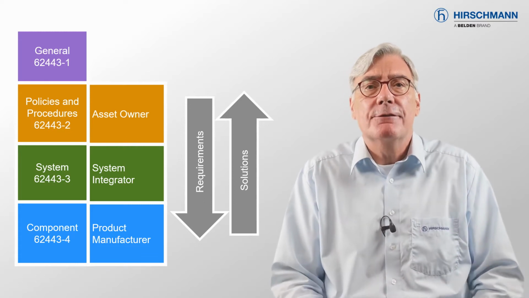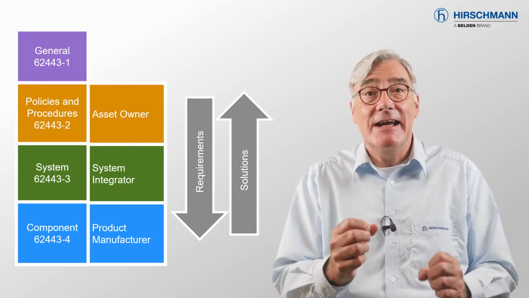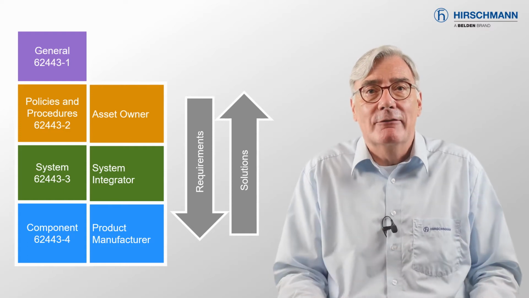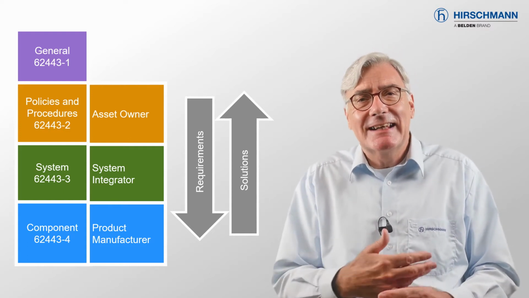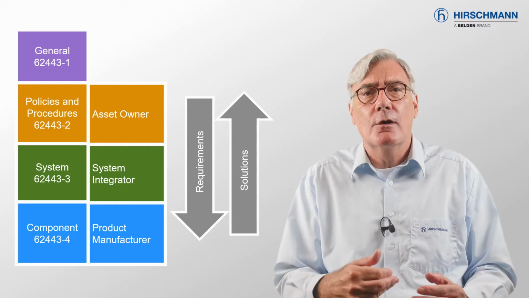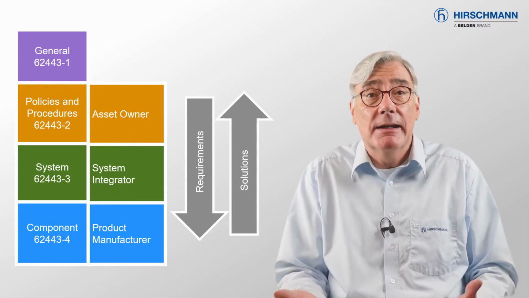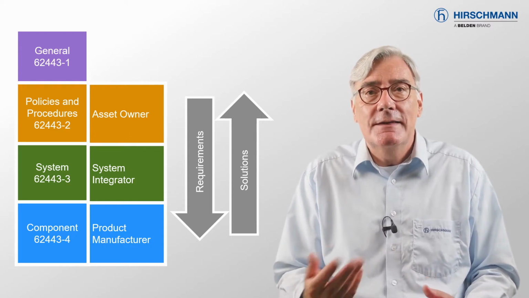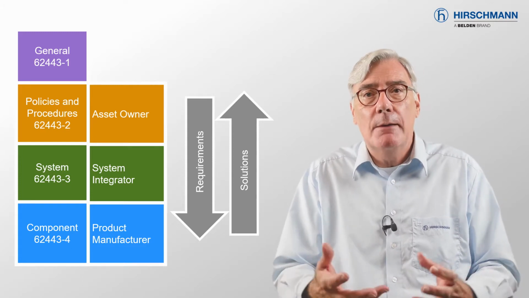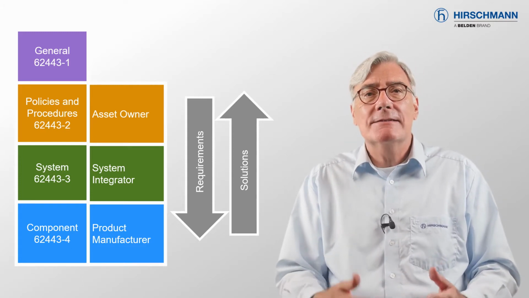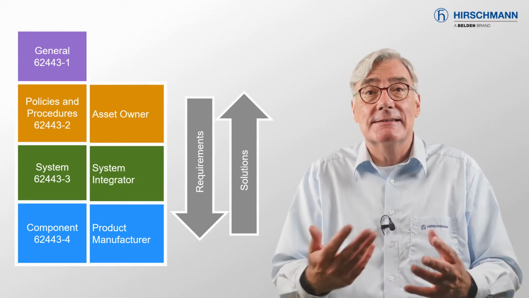As a product manufacturer, 62443-4 is your main reference. It provides clearly defined objectives for the design and capability of your products. This ensures that the products you develop and manufacture will meet the requirements of the system integrator.